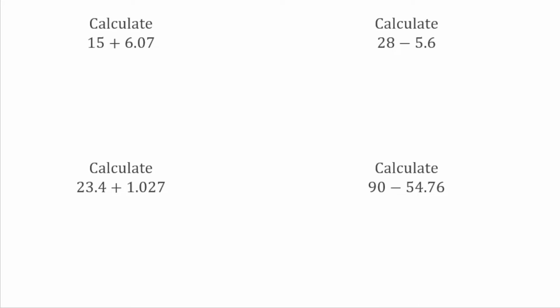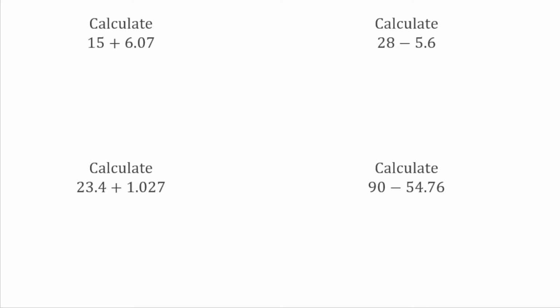So for our first question, we've got 15 add 6.07. We can see our first number has no decimal places, but our second number has 2 decimal places. What we can do to make this easier when writing it in columns is put the numbers to the same amount of decimal places.